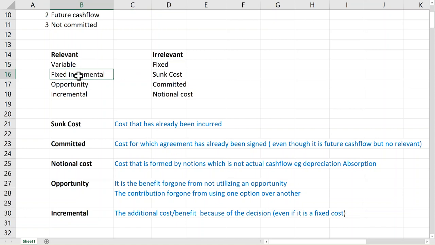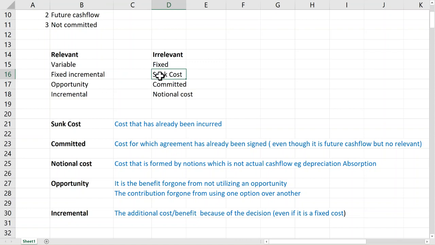Fixed cost, if it is incremental, then it would be relevant. If it is cost that will be incurred additionally, then it would be relevant. Or if it is cost that will be saved because of a decision, it will not be incurred because if we make a decision, then it would be relevant. If they say fixed cost irrelevant, if they give you details about it, then you have to see according to that situation and decide whether it is relevant or not.